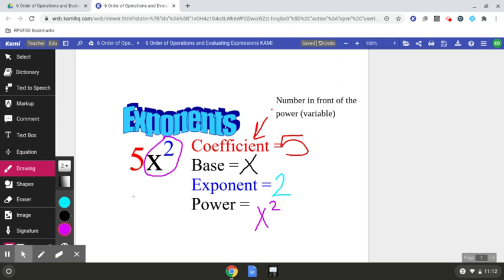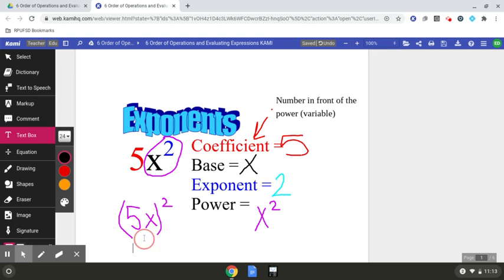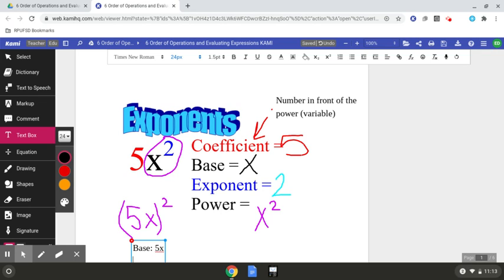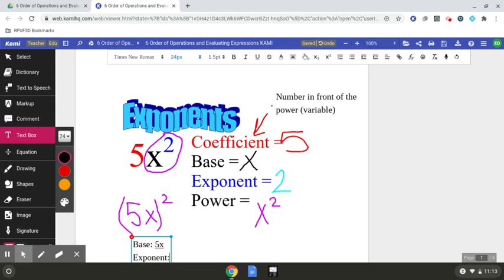Now let's say I took this and I rewrote it like this. I put 5x in parentheses, and then put a squared at the top. Now my base is whatever the parentheses are touching, which in this case is what's inside, the 5x. So now my base in this one is 5x, and my exponent is 2. Notice the difference between what we did before and what's here.